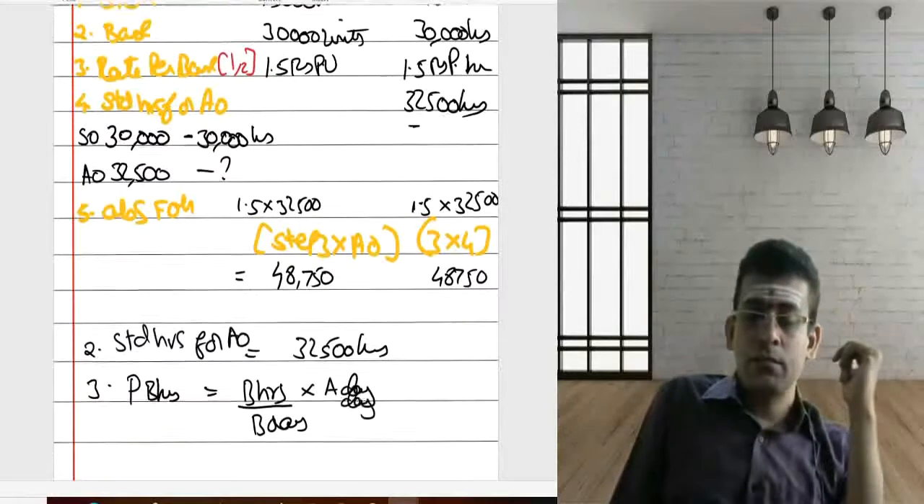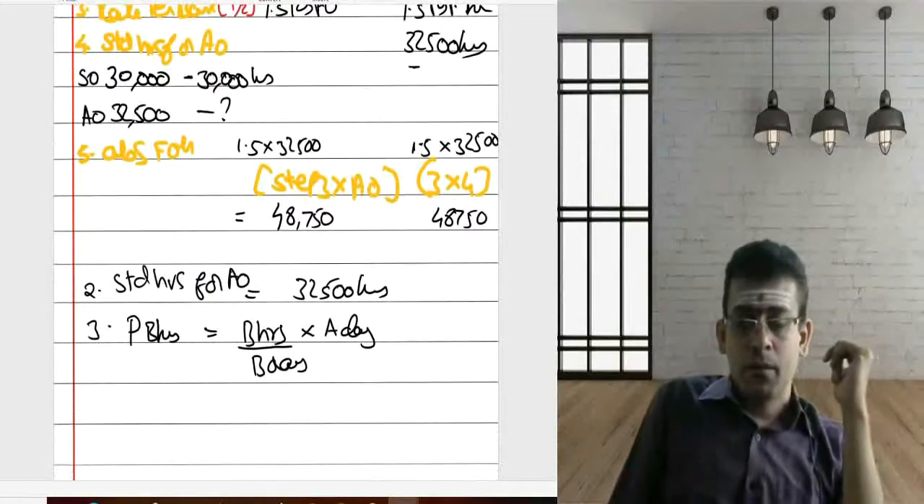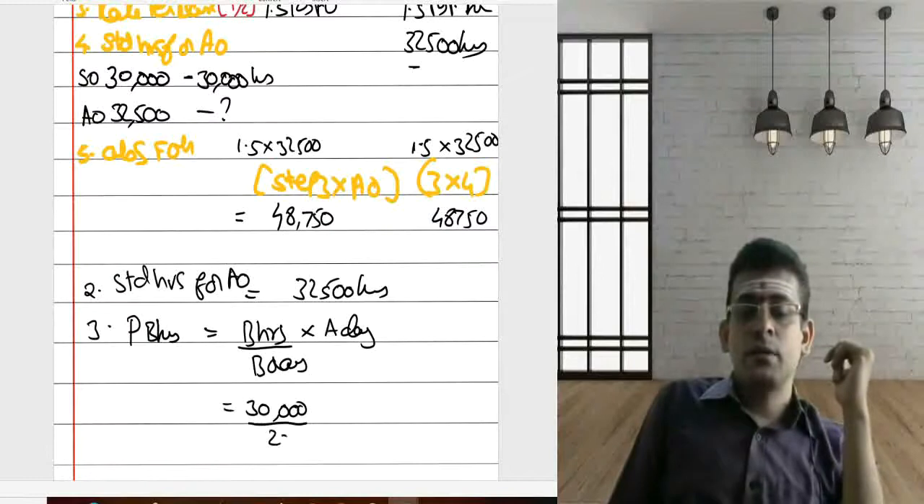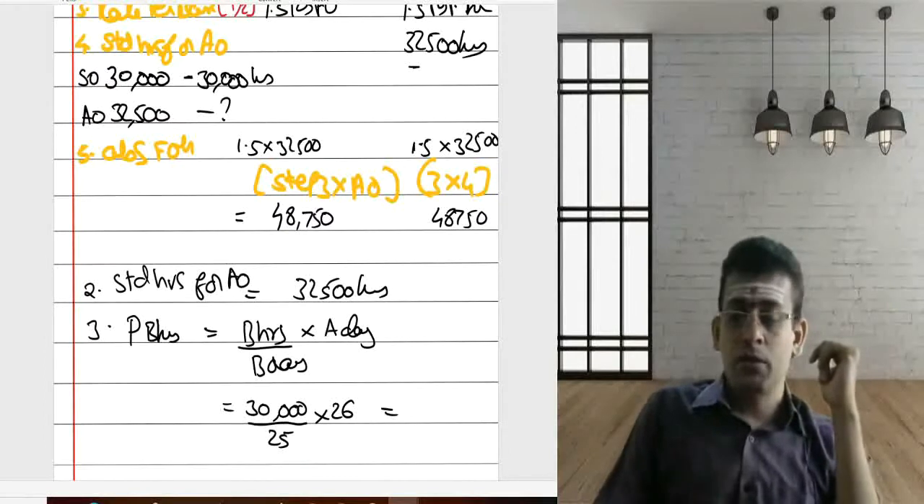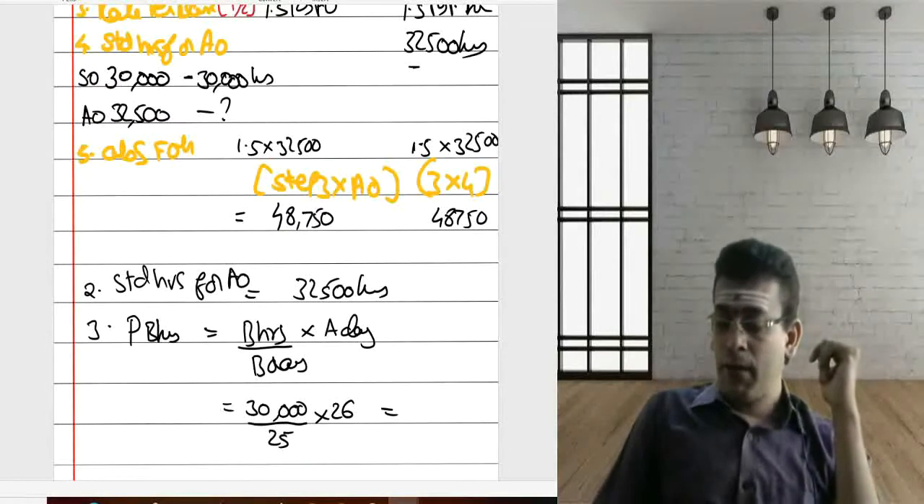Now if I apply the same thing here, my budgeted hours is nothing but 30,000. Budgeted days is nothing but 25. But actually you are working for 26. So what could be my possible budgeted hours? 30,000 divided by 25 into 26.